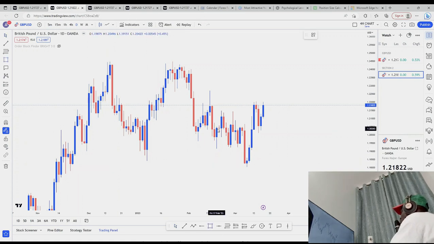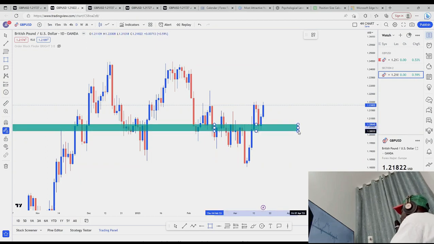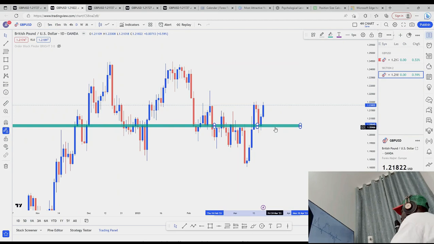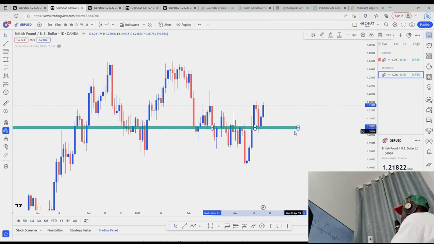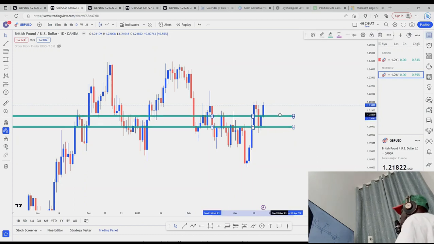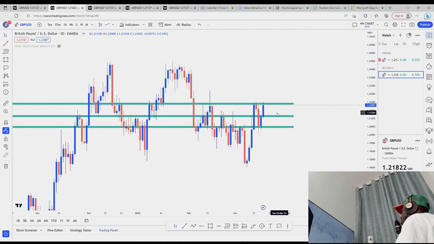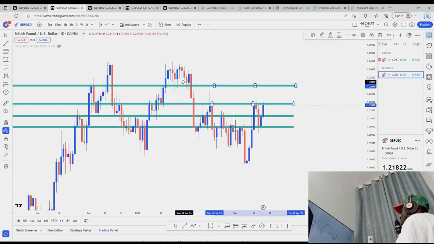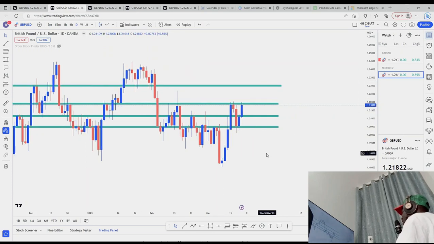The next thing is to mark out our major levels where we are anticipating possible buy opportunities. We have a major level around this place. We have a major level around this zone. And we also have another major level around this zone here. We have another major level around this place serving as resistance. This one here serving as resistance, and we also have another major level around this place.